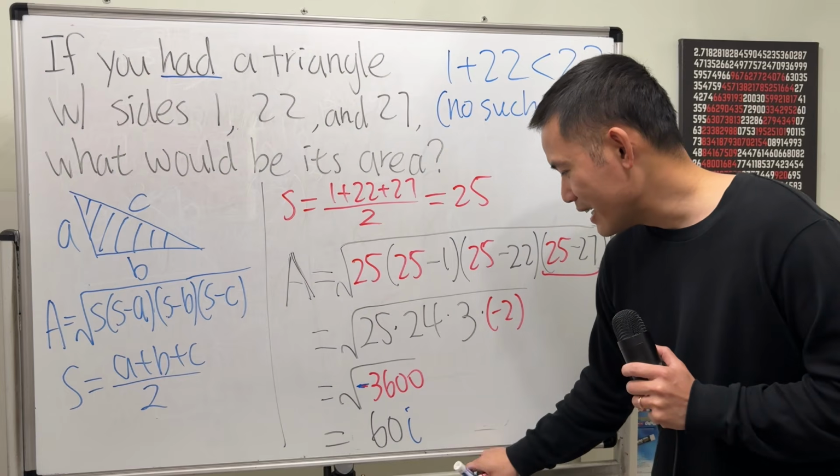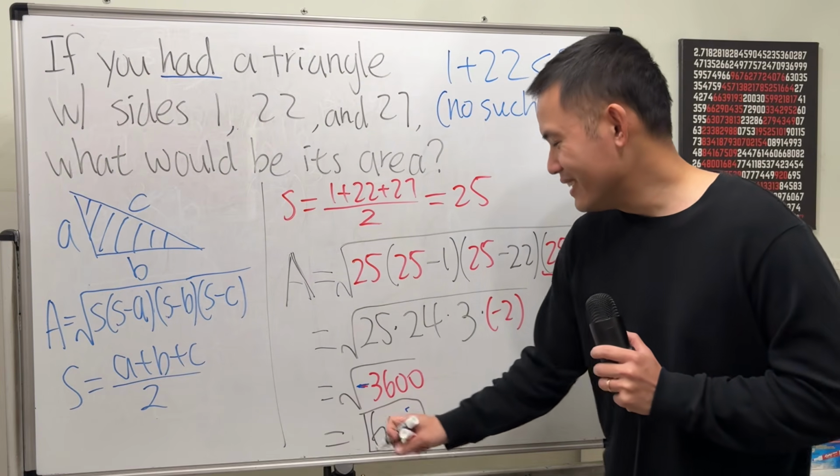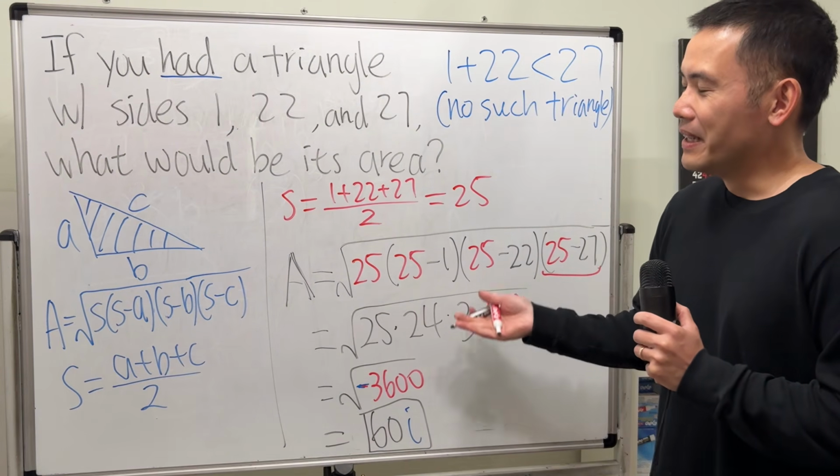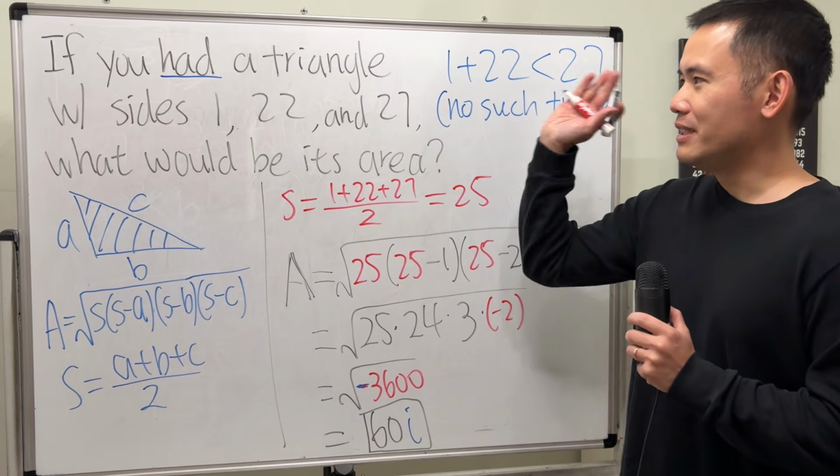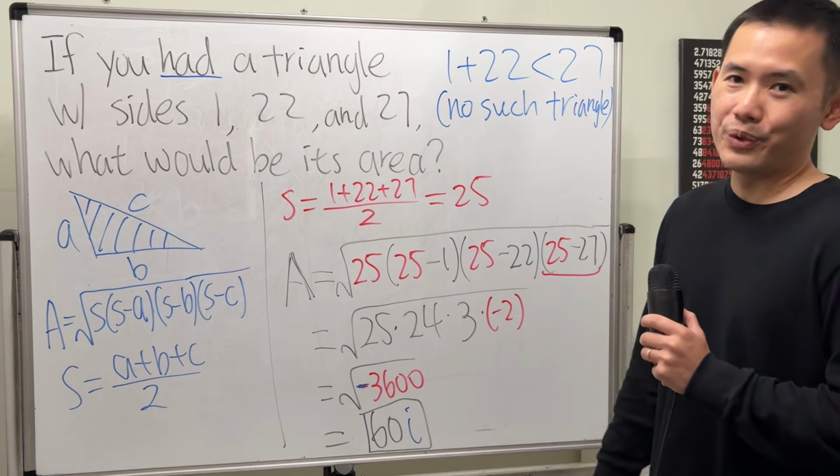Let's go ahead and put down the i. So that would have been the imaginary area for this imaginary triangle. I thought that was pretty cool.